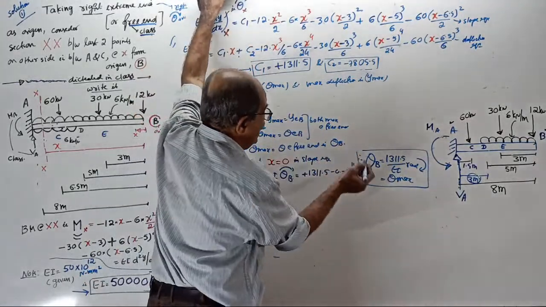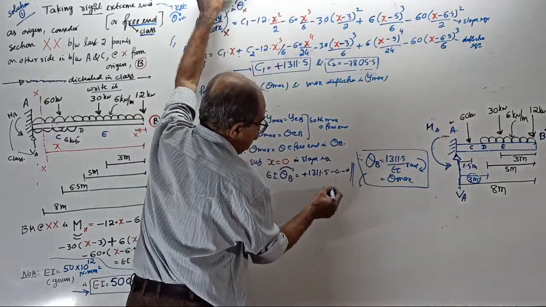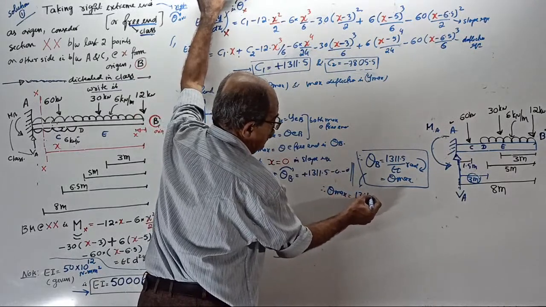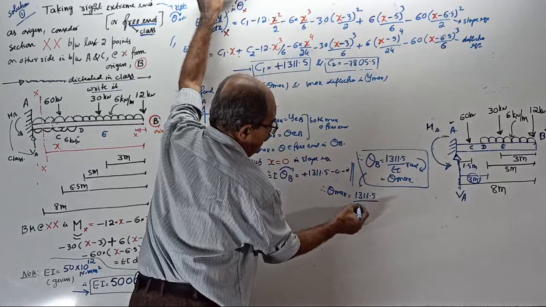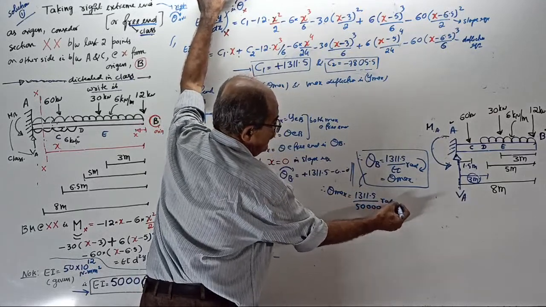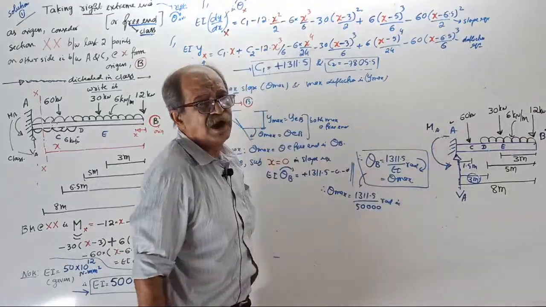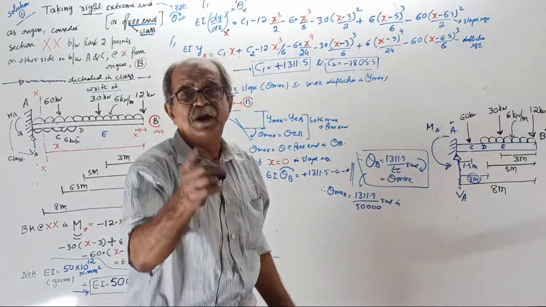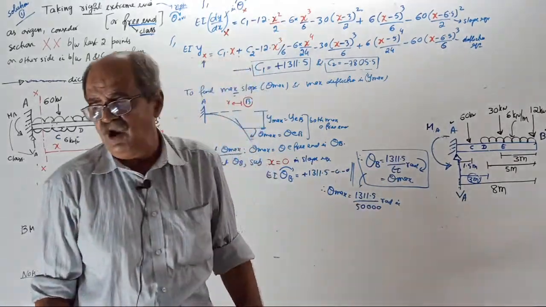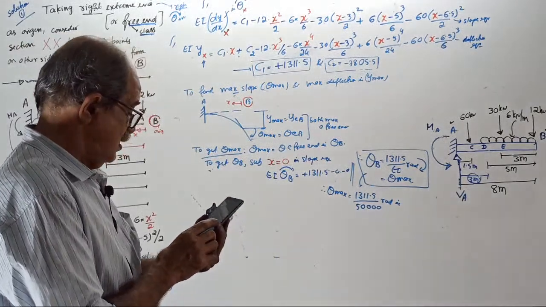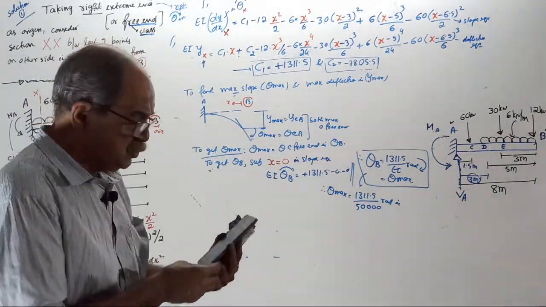But we know EI. So extend further. Therefore, you can tell theta max equals 1311.5 divided by EI, which is 50,000, in radian. After this one, next you have to do other points. Tell me, how much radian? 0.2623 radian.